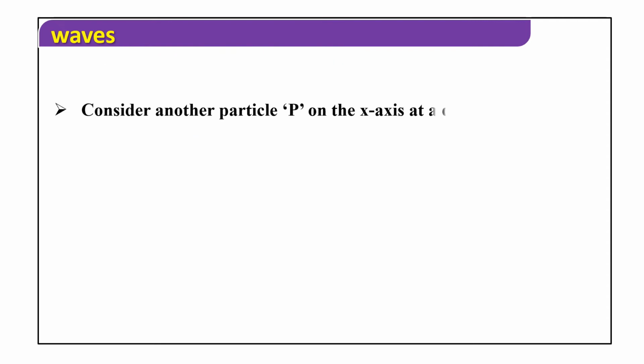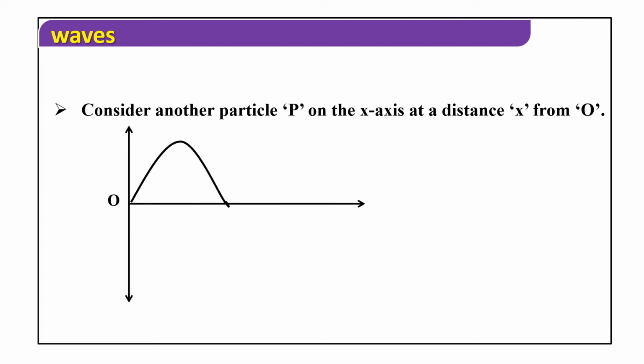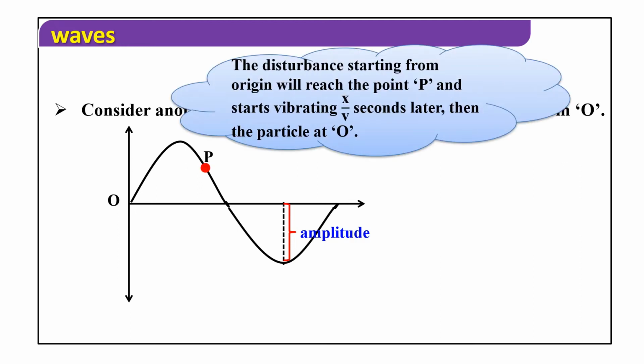Consider another particle P on the x-axis at distance x from O. This is the amplitude. The disturbance starting from the origin will reach the point P and start vibrating x by v seconds later than the particle at O.